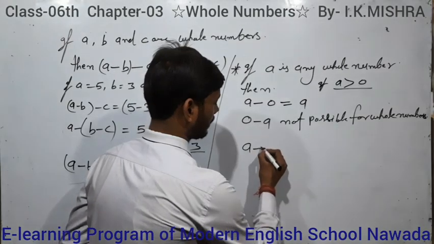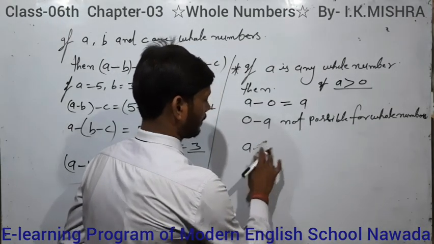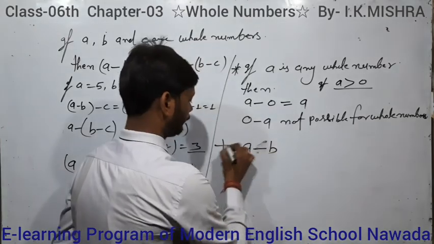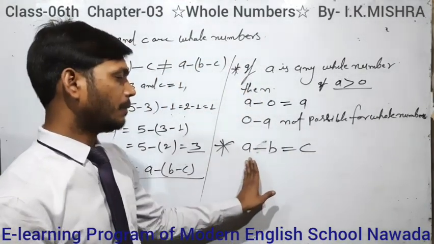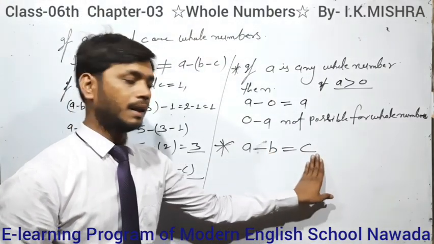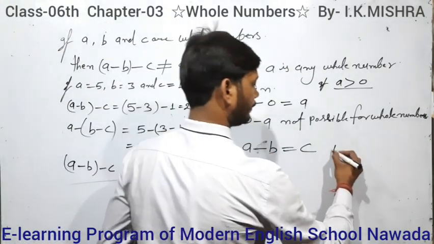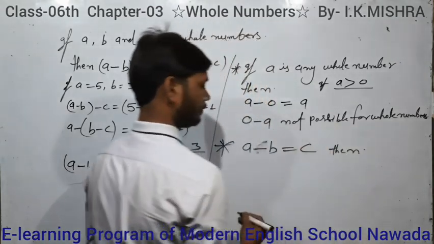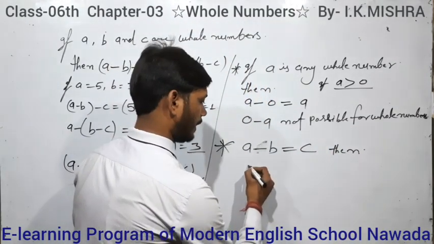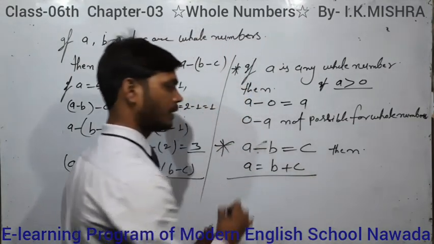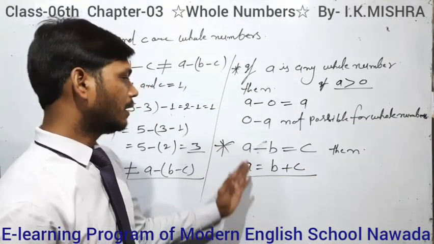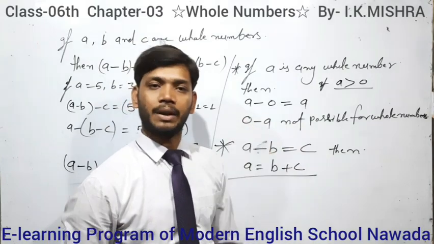a minus b is equal to c, then a equal to b plus c. Here a equal to b plus c.